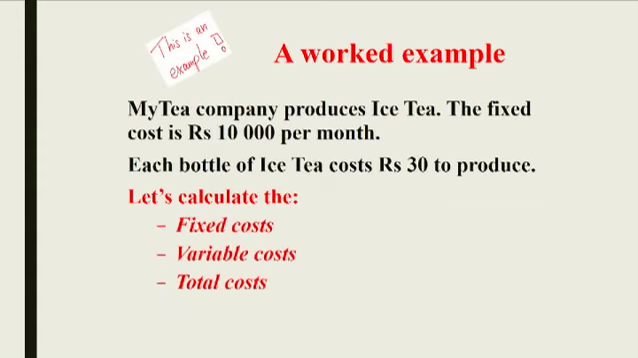Let us have a look at a worked example. My tea company produces iced tea. The fixed cost is 10,000 rupees per month. Each bottle of iced tea costs 30 rupees to produce. Let's calculate the fixed cost, variable cost, and total cost.